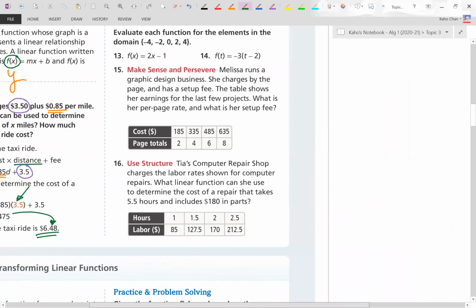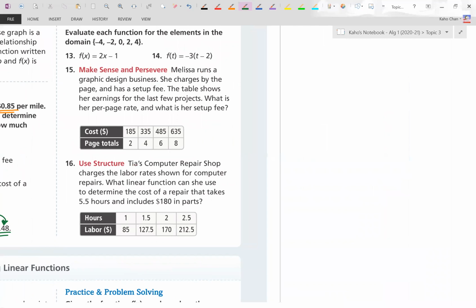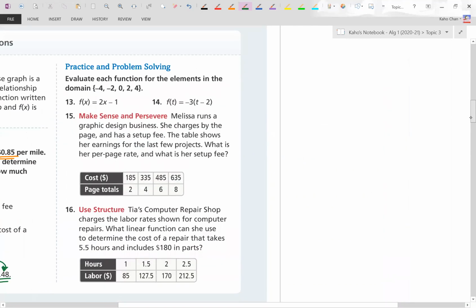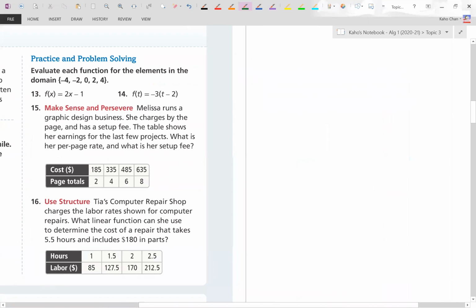Let's take a look at number 13 here, off to the right. Evaluate each function for the elements in the domain -4, -2, 0, 2, and 4. Basically, number 13 is 5 little problems thrown together. I'm going to use function notation to get you used to that. f of x equals 2x minus 1 is the formula. And remember, f of x means the letter y now, okay?